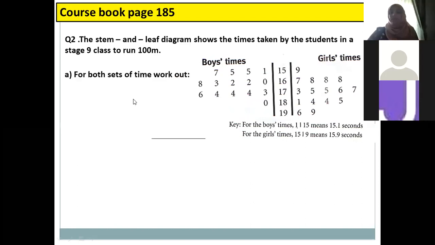For both sets of times, they want you to work out the mode, for the girls and for the boys. Mode means the most frequent time. Most frequent time for the boys. Who wants to help? Most frequent time for the boys.